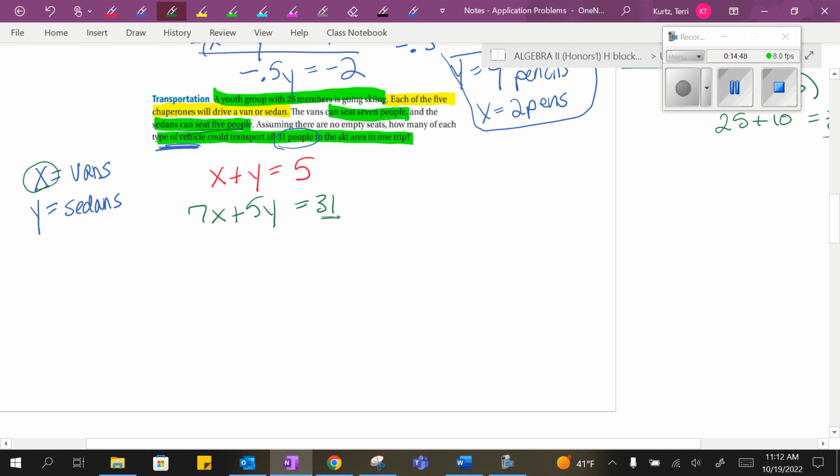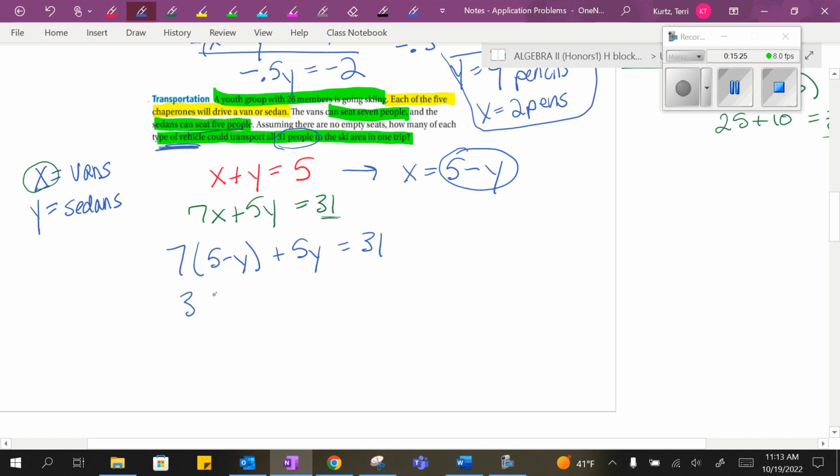Now, there again, we could use substitution or elimination, just to show various ways. I'm going to use substitution here. So I'm going to take this and just solve it for x, just to show you all different ways to do it. So I'm going to say, oops, x equals 5 minus y. So I just subtracted that y. Now I'm going to substitute this expression in for my x. So I've got 7 times (5 minus y) plus 5y equals 31. So I just used substitution there into my second equation.